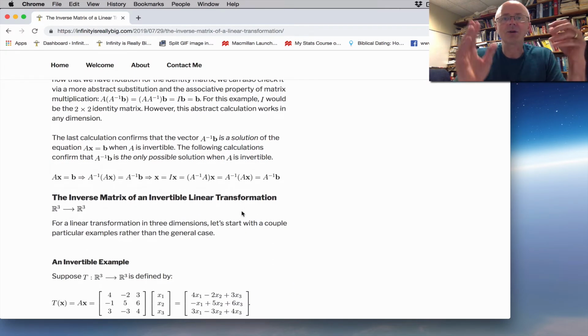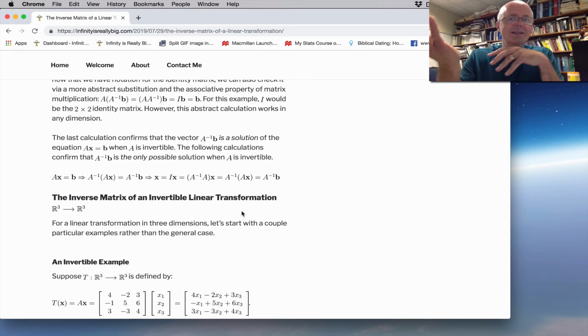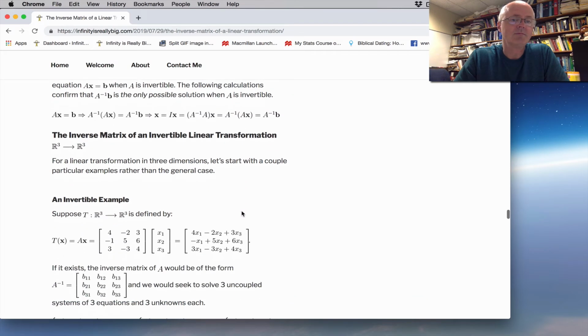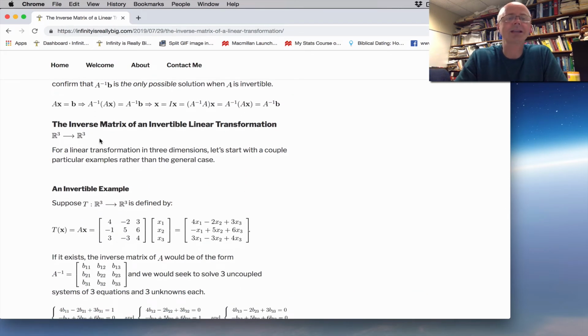If A is not invertible, well, you either get a consistent system or an inconsistent system. If it's a consistent system, there's actually going to be infinitely many solutions. We move on to the 3-dimensional case, inverse matrix of a linear transformation from R3 to itself, invertible linear transformation.